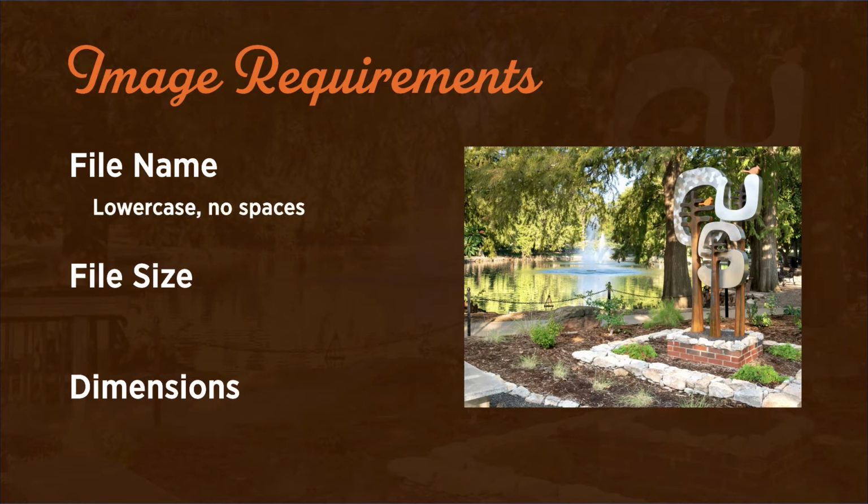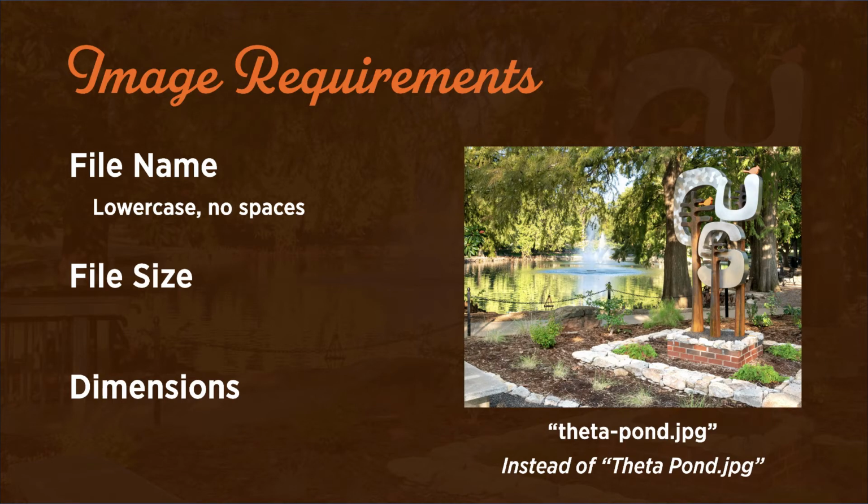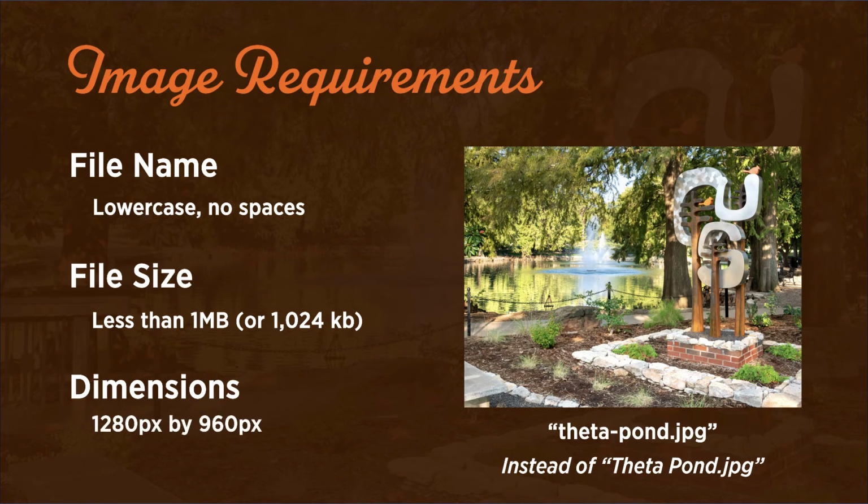The file name must be all lowercase and have no spaces in it. I recommend using hyphens or underscores instead. The file size must be less than 1 megabyte. The image dimensions depend on how they're going to be used. The most common size for Omni is 1280 by 960 pixels. Some snippets on the website may use other sizes, and those standards are available from OSU Brand Management.